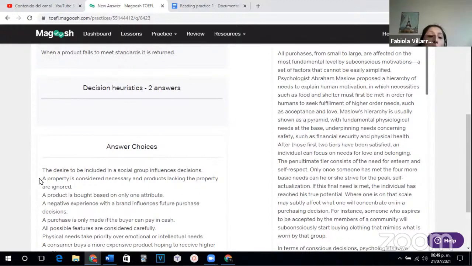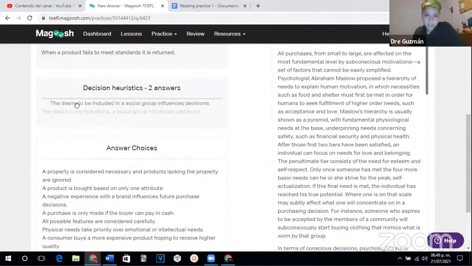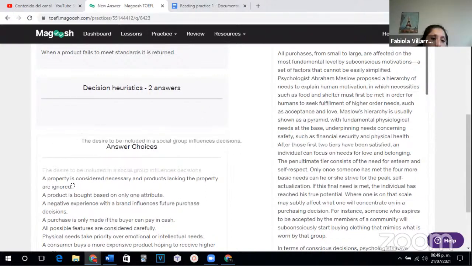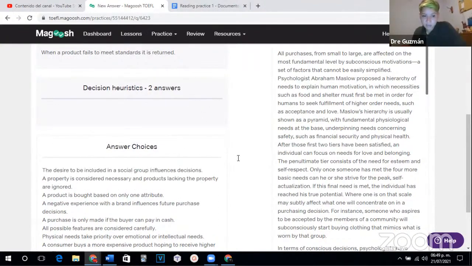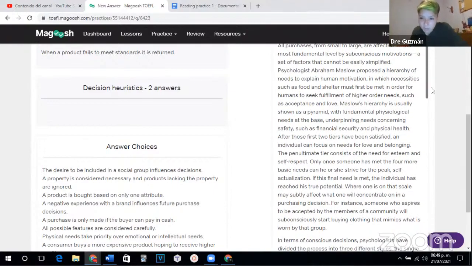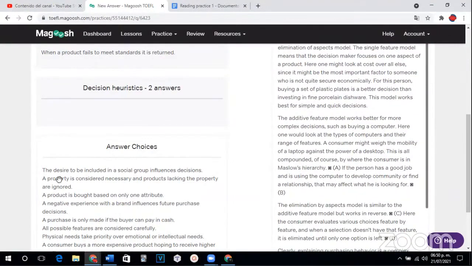Okay, Miss. The first one maybe is the decision heuristic. This one, the desire to be included in a social group influences decisions. Yes, maybe. We also have the context here. We can look for each of these phrases and see what they're talking about in different points. But where is this phrase? I think it's more complicated to remember exactly where they are and go back to the text. So let's go on with the next one.